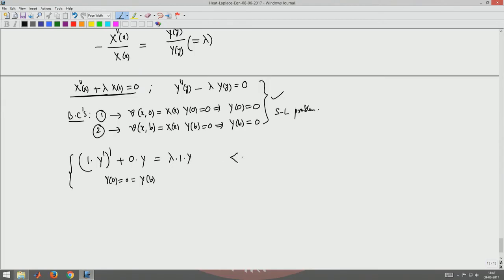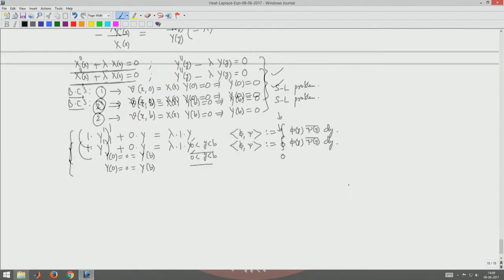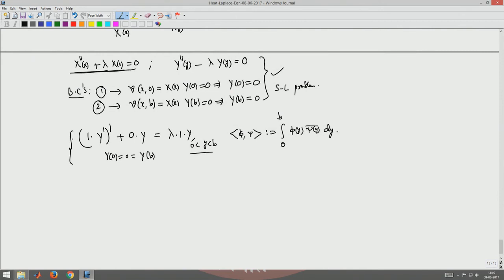W is 1, so the dot product of phi and psi for the solutions you can define as the integral over the domain, the domain being y between 0 to b, of phi of y psi of y bar dy. This is the dot product. So immediately this is a self-adjoint form. So lambda is real, which implies lambda is either mu square, or lambda is 0, or lambda is minus mu square, with mu always positive.